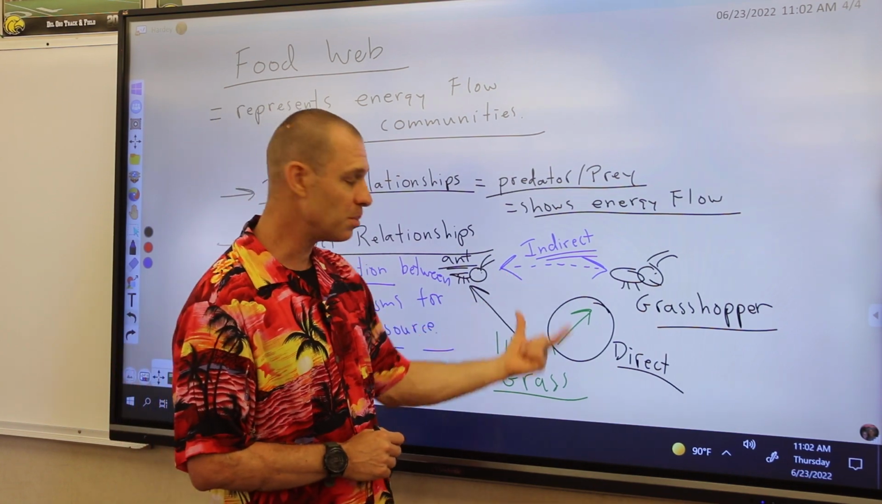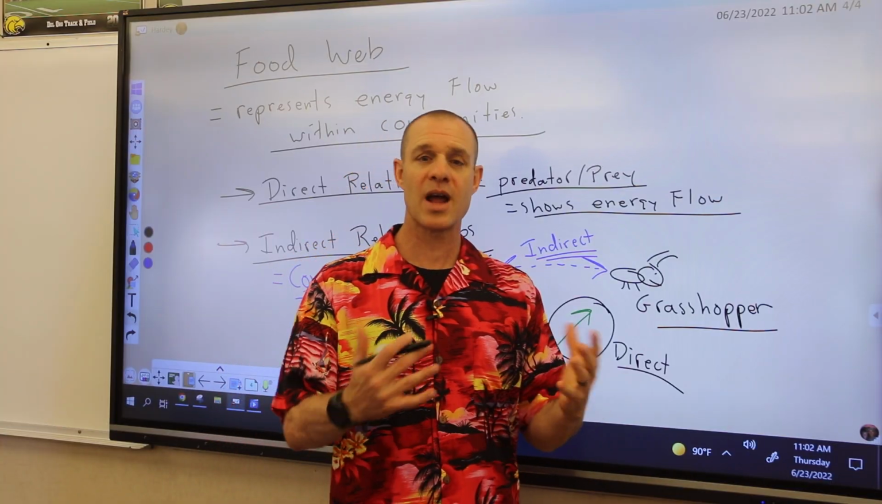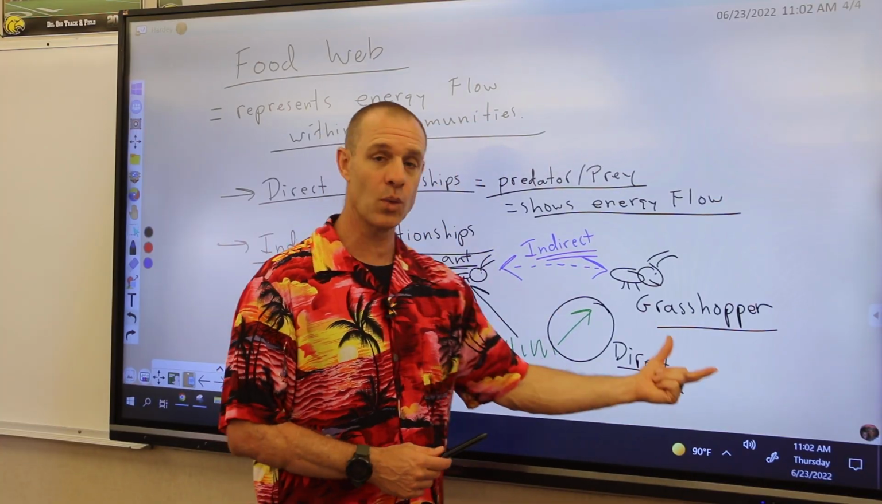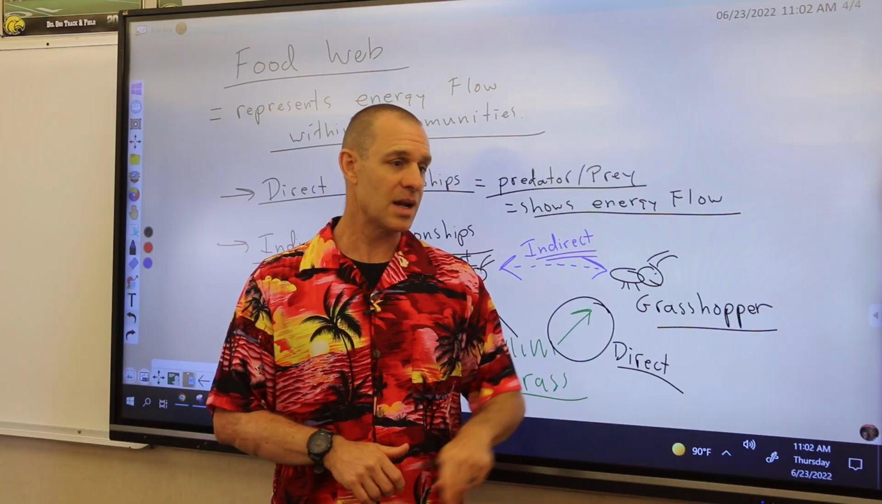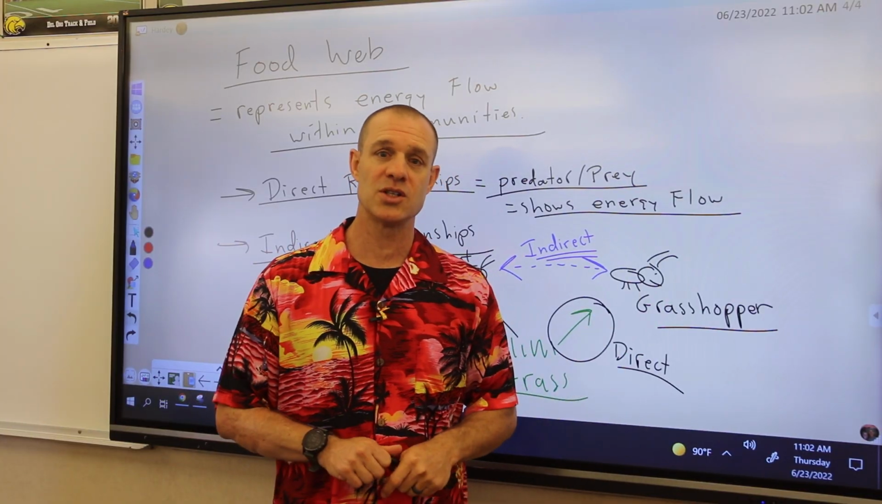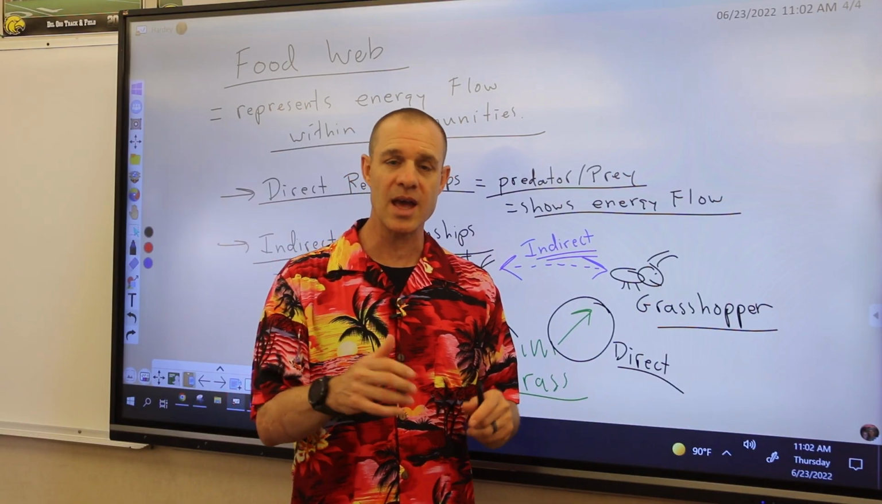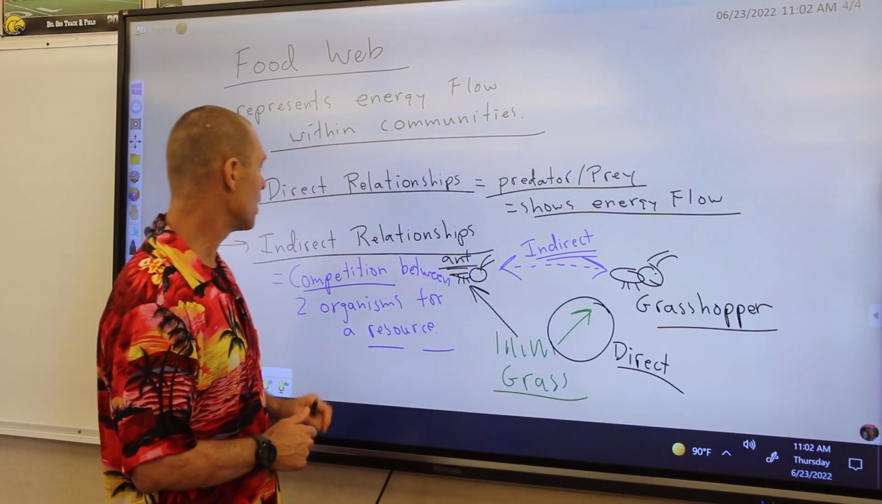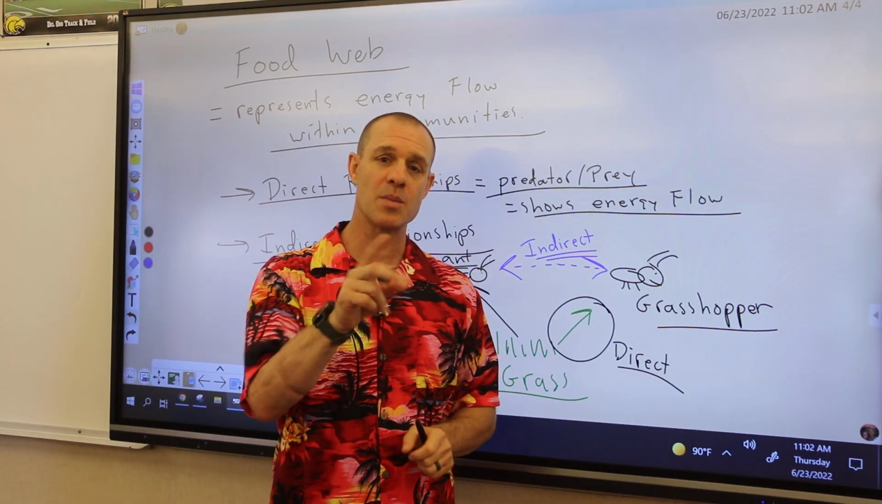And that competition could be for a food source, but it could also be for another habitat component. So it could be competition for water, or it could be competition for shelter, things like that. So a bear and a mountain lion might have an indirect relationship because they're both fighting for the same tunnel or cave to live in and so forth. And so there's a bunch of your basic vocabulary. We'll do vocabulary part 2 next.